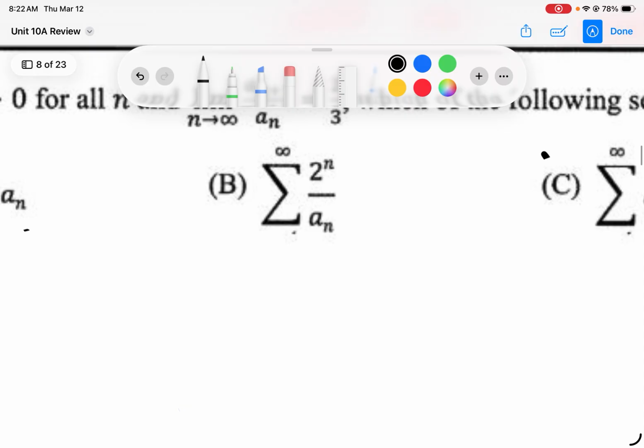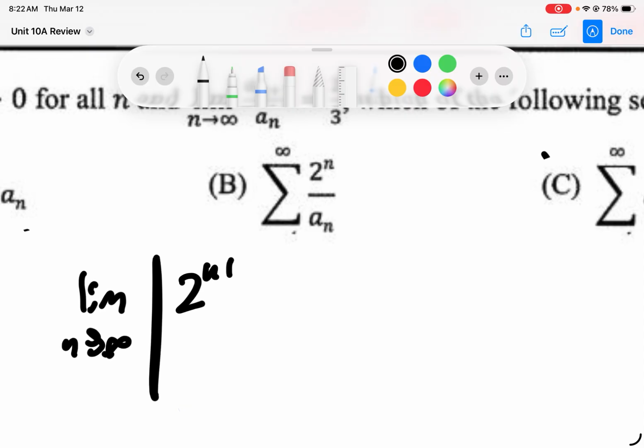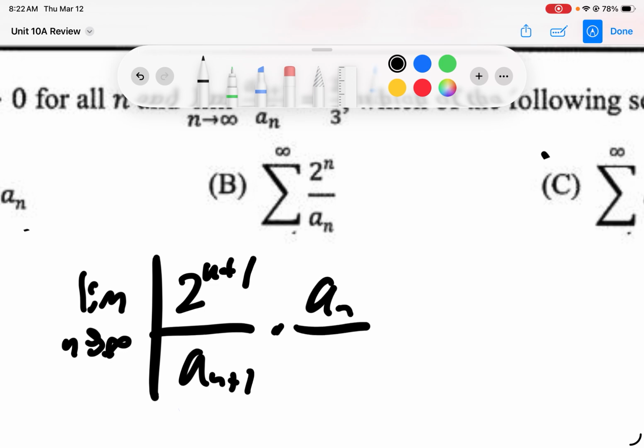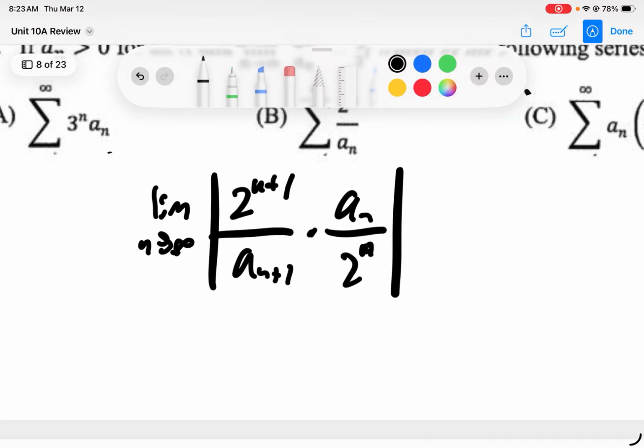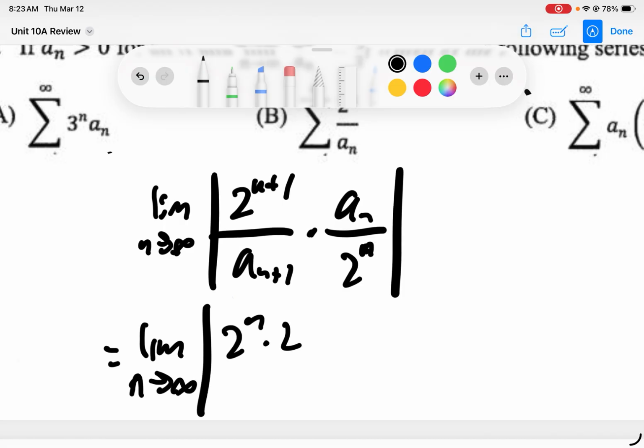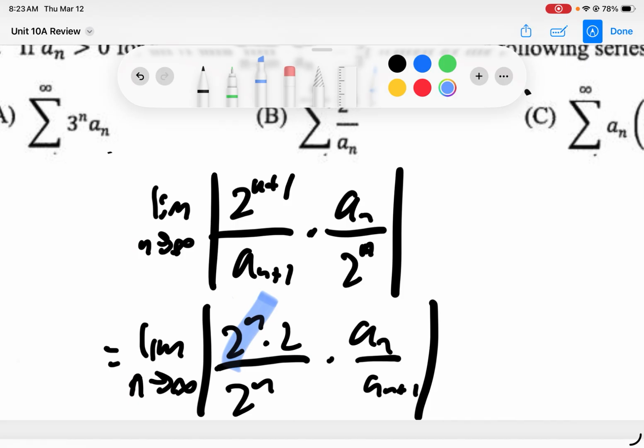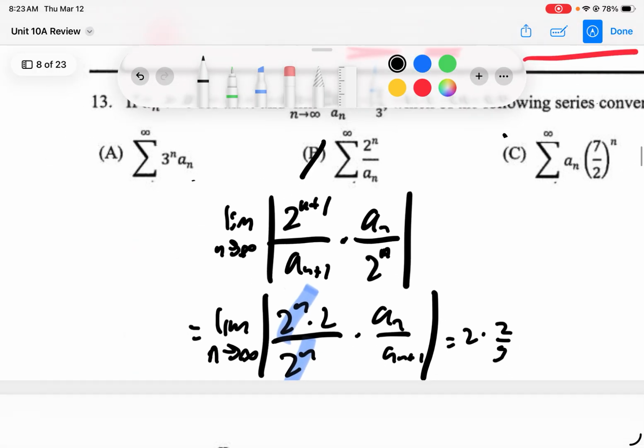So I'm going to do the ratio test, the limit as n approaches infinity of the absolute value of the n plus 1 term divided by the nth term, multiplied by the reciprocal of the nth term. This would be equal to the limit as n approaches infinity of 2 to the n times 2 over 2 to the n times a to the n over a to the n plus 1. The 2 to the n's cancel, and this limit is equal to 2 times 2/3, which is 4/3. That's bigger than 1. Ratio test says that diverges.